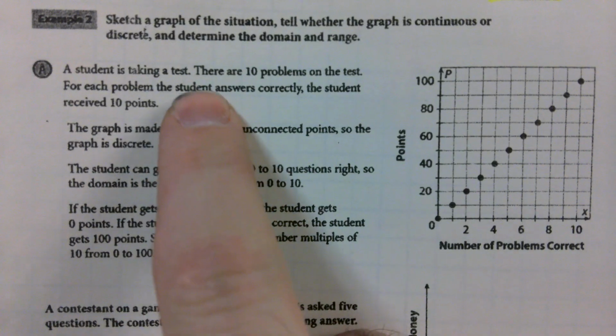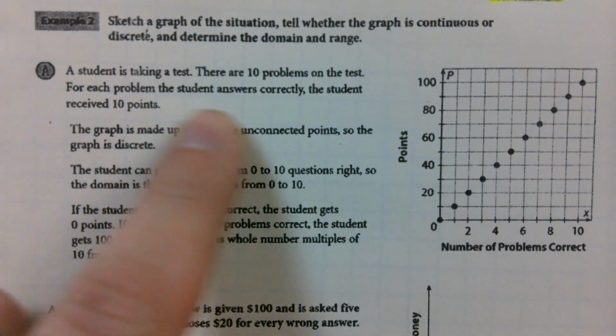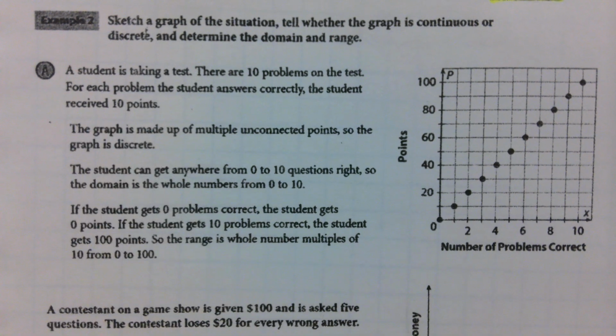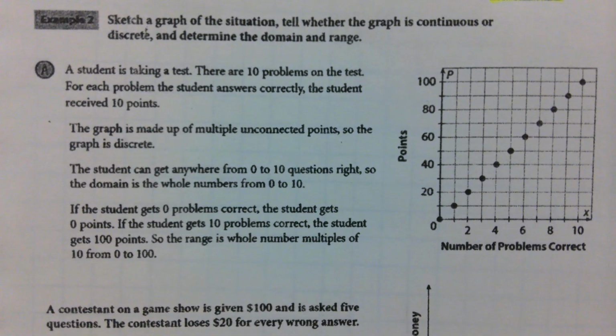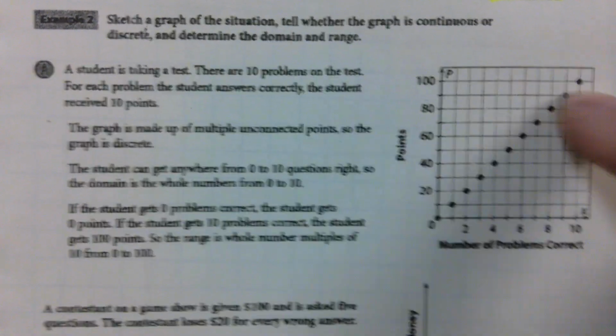So, a student is taking a test, like we all just did on Friday. There are 10 problems on the test. For each problem the student answers correctly, the student receives 10 points. 10 problems, 10 points. What's the max score they can get on the test? 100. Okay. This graph represents that relationship.